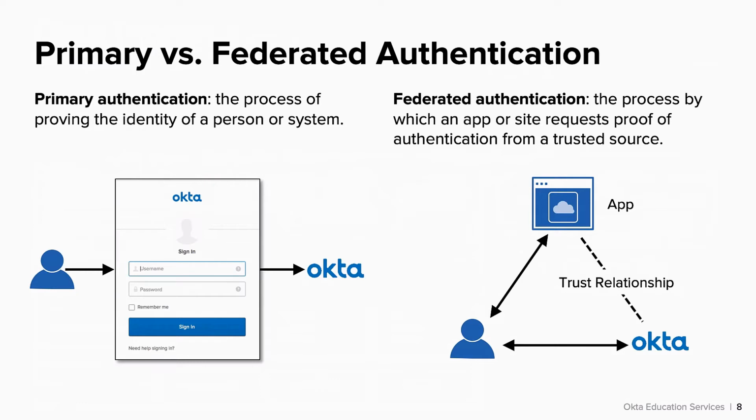As far as accessing an application through Okta is concerned, first comes your primary authentication. In other words, the process of proving your identity by logging into the Okta Identity Cloud itself. But once you have logged into Okta, then federated authentication can take place for those applications that have been set up with a federated SSO protocol, such as SAML, OIDC, or WSFed.